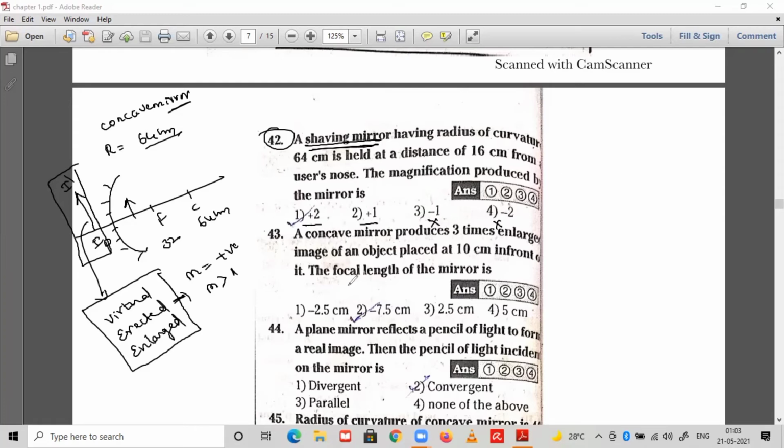So option 3 and option 4 are eliminated. In option 2, the magnitude is not more than 1. So option 1 is the correct option.